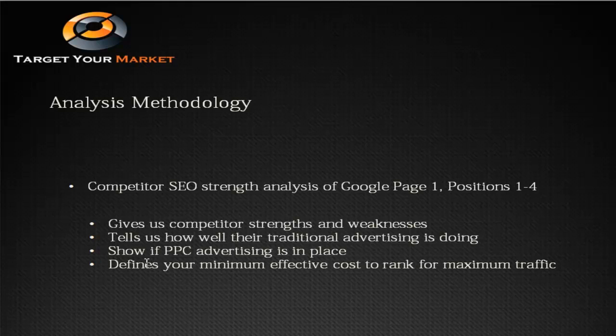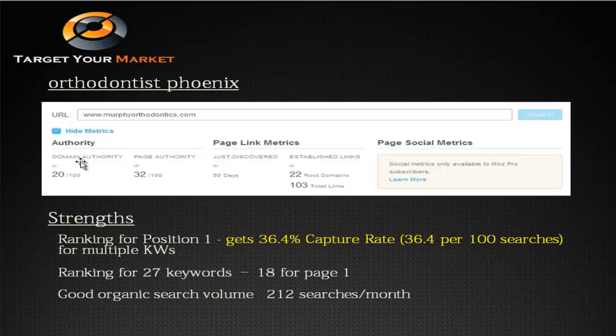And then I take all of that and I define basically your minimum effective cost to rank for maximum traffic, which would be to take position 1 over. And we don't always go after position 1. Sometimes position 1 could be impossible or too expensive and too long of a process to gain. So we have alternatives to that. But I define that and I figure all that out as I go through the analysis to determine where we need to be. So we're going to pick the keyword orthodontist Phoenix.